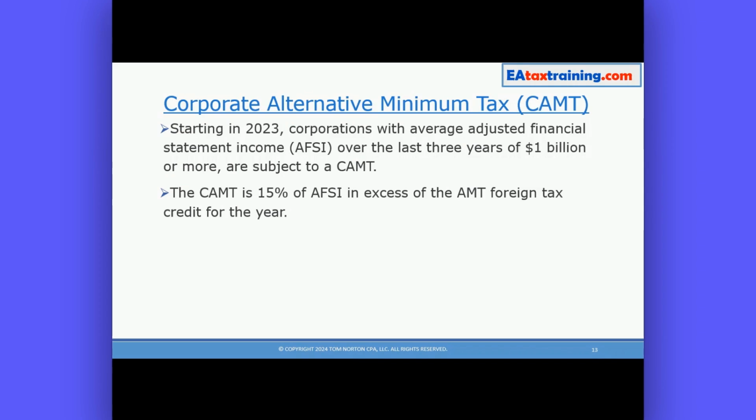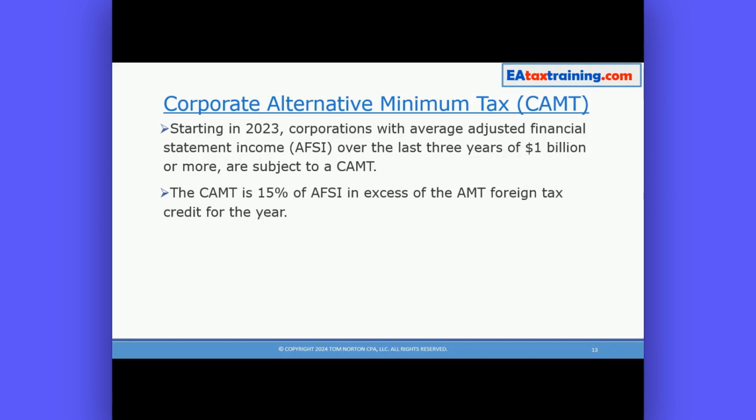The amount of the AMT is 15% of that adjusted financial statement income in excess of the AMT foreign tax credit for the year. So the adjusted financial statement income, for all practical purposes, that's book income. So these large corporations have a tension between what they report on their financial statements for book income and what they report on their tax return for taxable income. Because on their tax return, they want to report as little income as possible so they can pay the least amount of tax as possible.